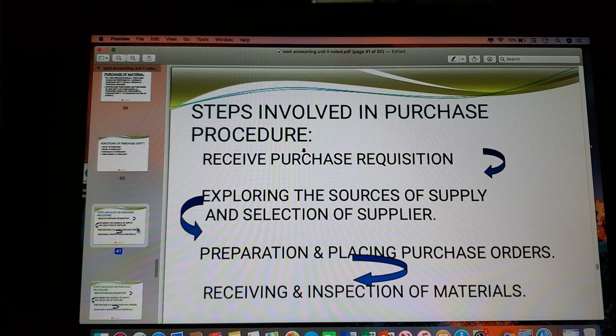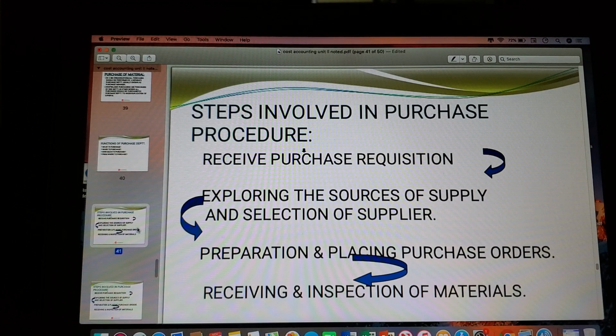Steps involved in purchase procedure: receive purchase requisition, which leads to exploring the sources of supply and selection of supplier, which leads to preparation and placing purchase orders, which leads to receiving and inspection of materials. So these are the 4 steps involved in purchase procedure.